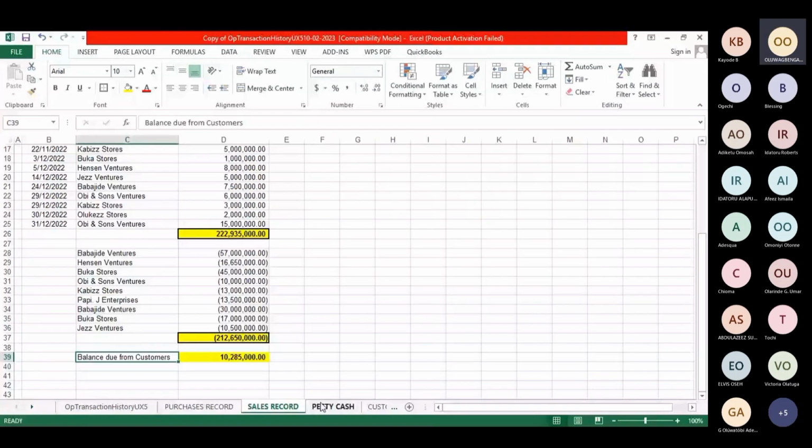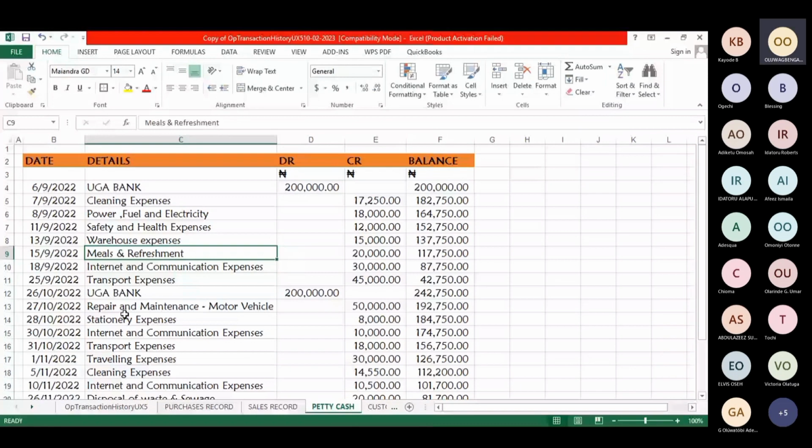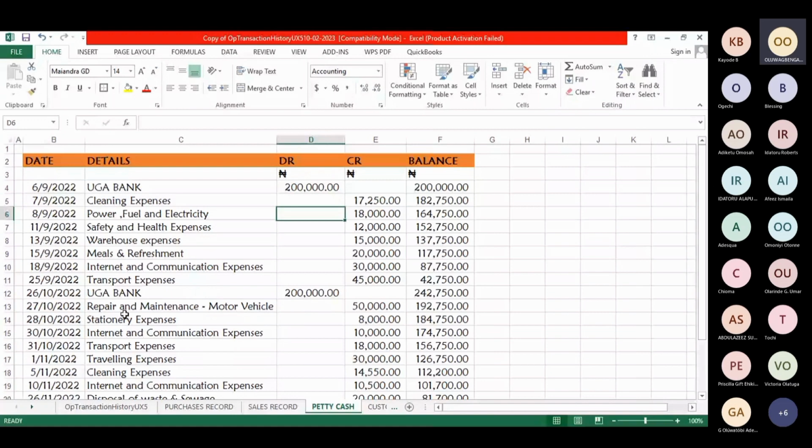So we have been able to solve this, and for you to see my practical summary like this, that means it's assumed that I have gotten information as to what all those items were for. So I know that 200,000 flew from the bank statement on this date to the petty cash which was spent. So someone would have given me this record that as I received this money, I spent it on the following items. The same thing with what was received on the 26th of October and the expenses down here.